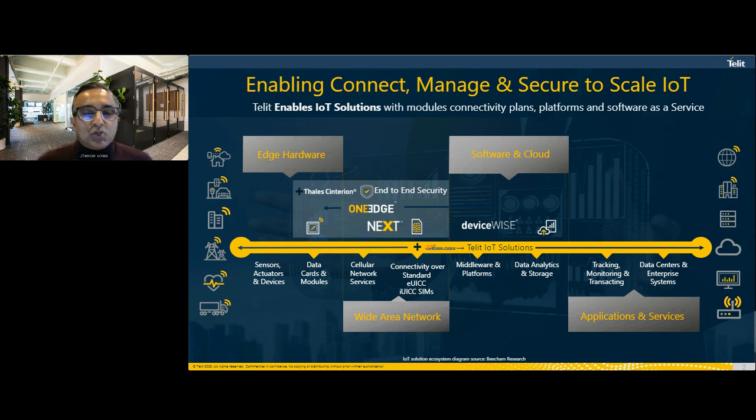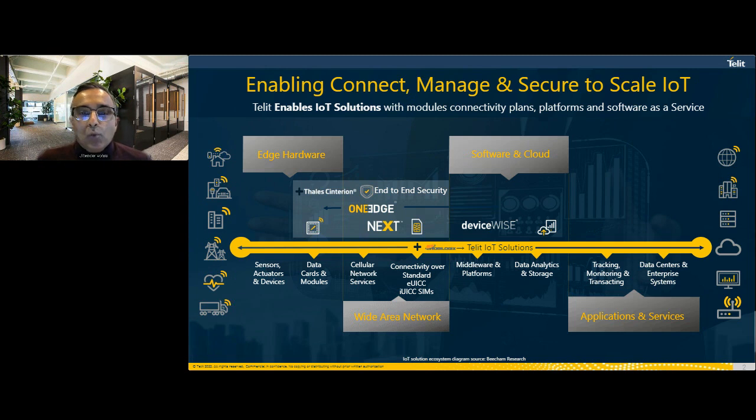diagram. This was created by Beacham Research to show the IoT value chain. It basically shows the first mile of IoT. On the left-hand side, you have sensors, actuators, and devices that are sitting at the edge. Then on the right side, you have the other end of the IoT value chain where all the applications sit in the cloud. Then everything in between the device and the cloud are the various domains, such as shown in the boxes, such as the edge hardware domain, the wide area domain, the software cloud, and lastly, the applications. So keep in mind, IoT is all about connectivity, connecting the devices at the edge with the cloud application to exchange the data back and forth.